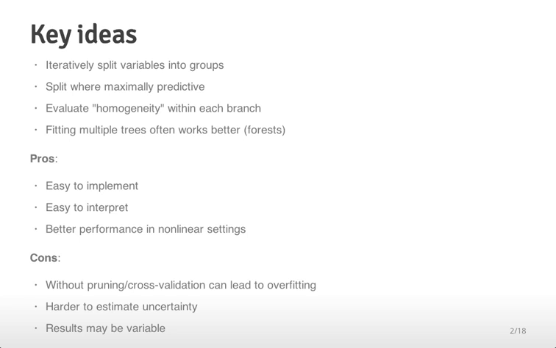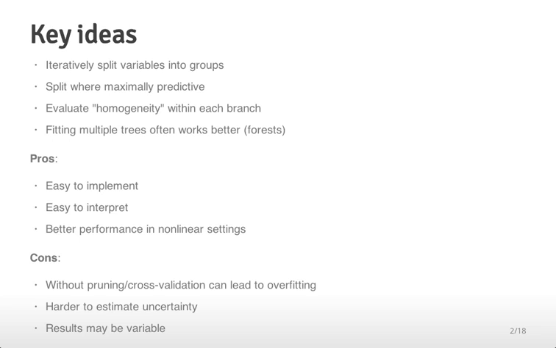What we would like to do is maximize the amount of homogeneity within each group. Often fitting multiple trees can work better in terms of getting higher prediction accuracy and maybe even some more stability, although it may be at the cost of a little bit of overfitting. We're not going to be talking about that in this lecture, but next week we'll be talking about fitting what's called random forests.